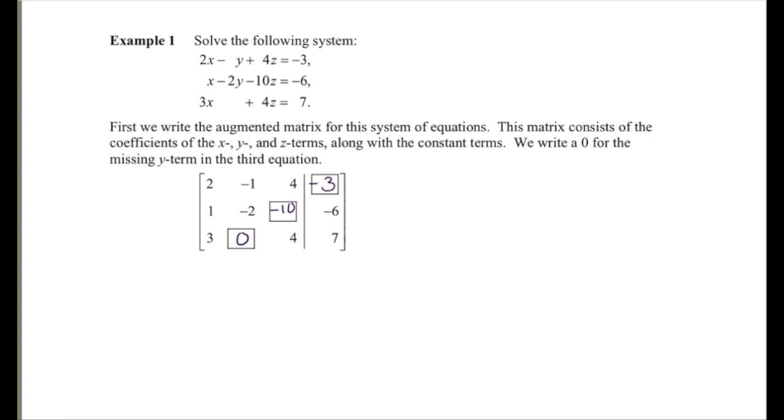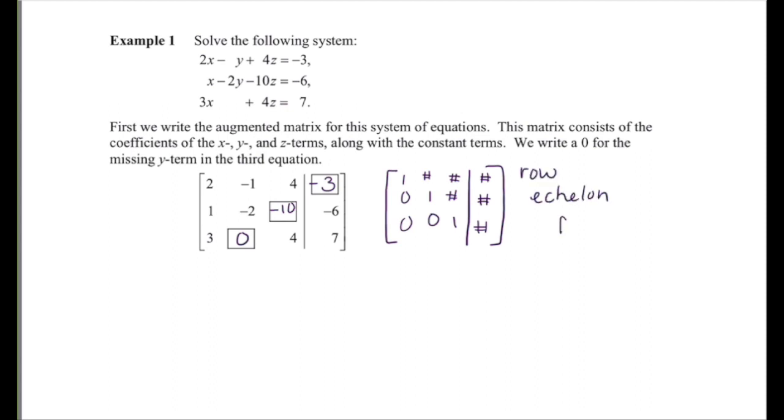Our goal is to write this in row echelon form. Row echelon form is when we have 1s in the diagonals, and underneath those 1s are 0s, and the rest of the values are just random numbers. So again, this is what we call row echelon form.